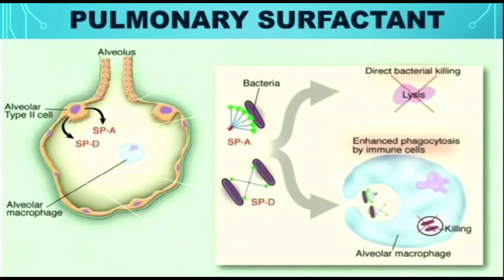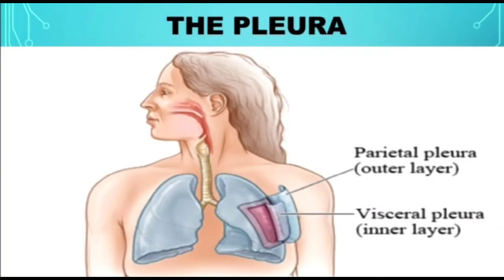Pulmonary surfactant is a complex mixture of lipids and proteins secreted by the type 2 alveolar cells. It lowers alveolar surface tension. It also decreases hydrogen bonding at the alveolar air-water interface. It is more crowded in small alveoli. The pleura separates each lung from the thoracic wall and other structures. It secretes a thin intrapleural fluid which lubricates the pleural surfaces as they slide past each other.